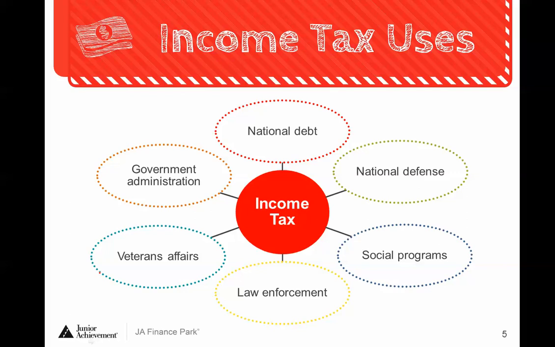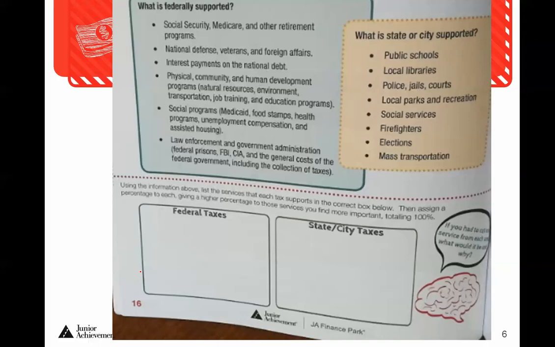Okay, so we're going to continue on. Here are some more extensions on income tax and what it's used for. This is just an overview, although I'm sure you're going to talk about this with your civics teacher as well. It covers all different types of social programs, national defense, national debt, government administration, veterans affairs, and law enforcement. Those are just a couple of things that our income tax is used for once it's collected.